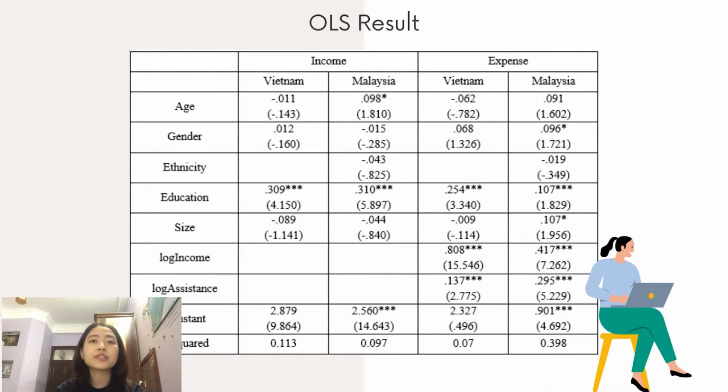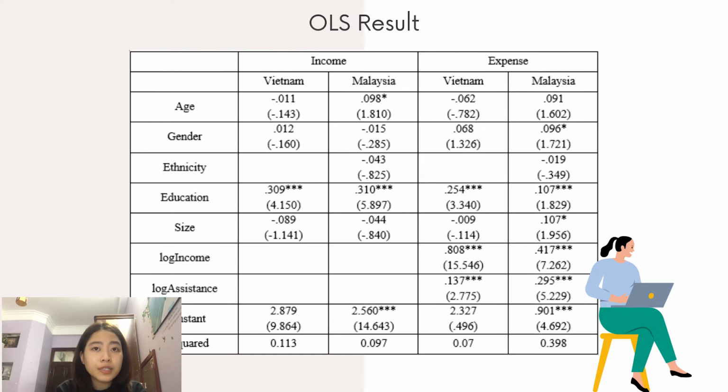So now we'll move to the expenditure of Vietnam and Malaysia. In terms of spending, the results show that households with a higher education level of the household head will have a higher level of spending. The data from the table shows that if the household education level increases one level, their expenditure in Malaysia will increase about 0.107 unit. As for Vietnam, this figure is even higher, about 0.2 unit.